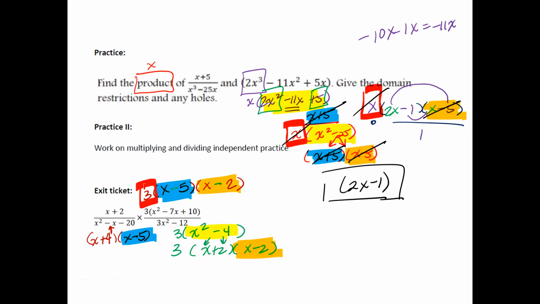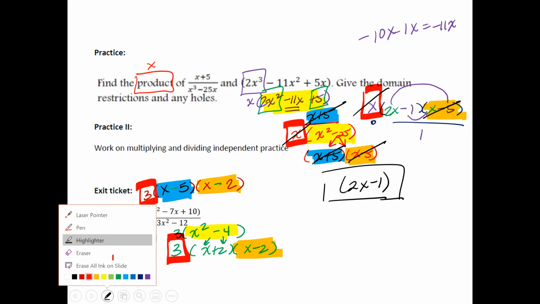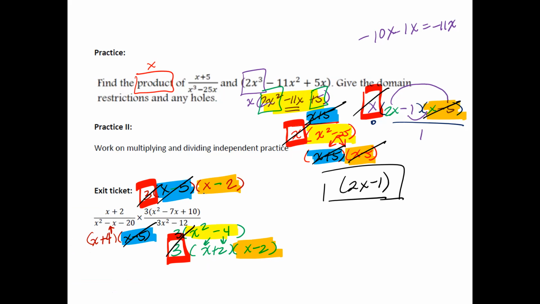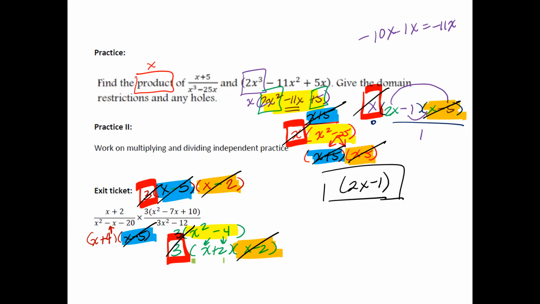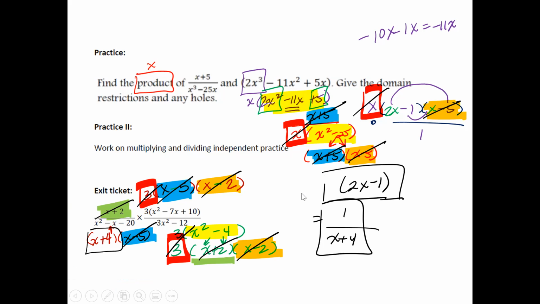And then I have a 3 and a 3. So let's cross them out, you guys. 3 cancels, x minus 5 cancels, x minus 2 cancels. And then what I'm left, oh, I forgot one more, which is actually x minus 2, x minus 2. So then that part cancels as well. So then on top, it's just a 1. On the bottom, you're just left with x plus 4. And that's it. That's your answer.